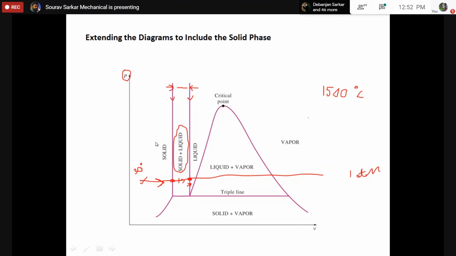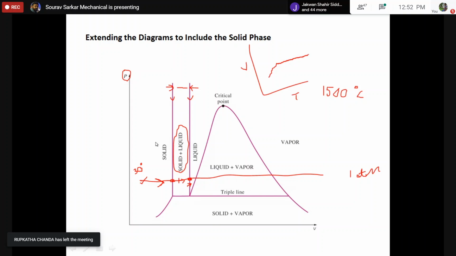So the temperature, it is something like this. Initially you start to heat this. If I try to plot a diagram between volume and temperature, initially the temperature is increasing, the volume is also increasing, because of solid expansion. After that, there is a melting process.